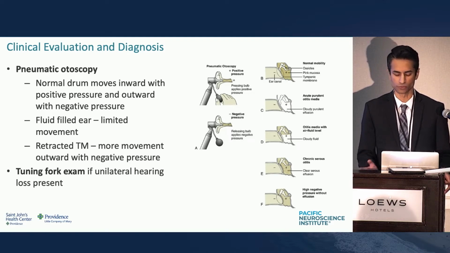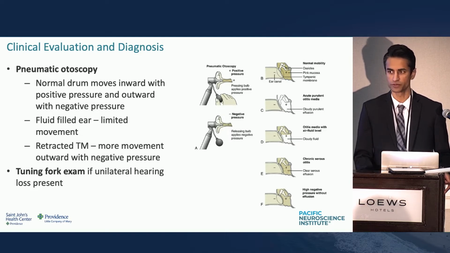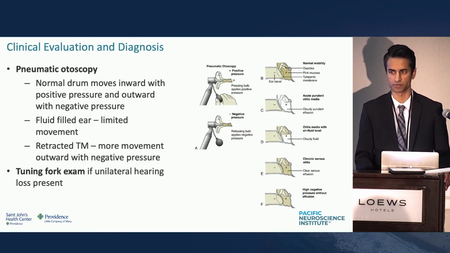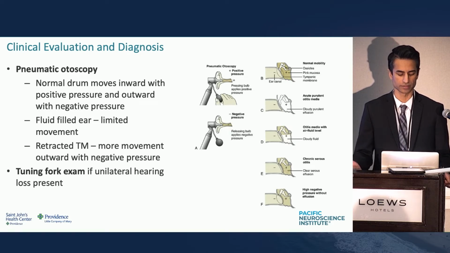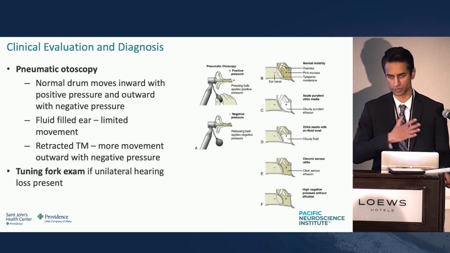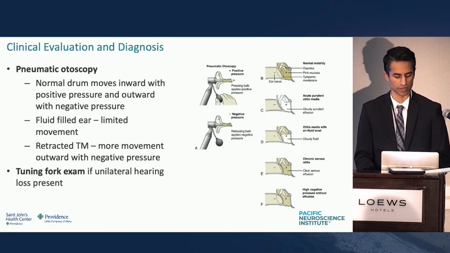A normal drum will move inward with positive pressure when you're pressing on the bulb, and then outward with negative pressure as you're releasing it. In a fluid-filled middle ear, there's going to be limited movement. The eardrum's not going to move much at all because it's restricted by that fluid. When the eardrum is retracted, what you'll actually see is more movement outward with the negative pressure. As you're releasing the little bulb, the eardrum will kind of pop out to you more. And a tuning fork exam, I think, is important if you have it available to you, and we'll talk about that in a second.